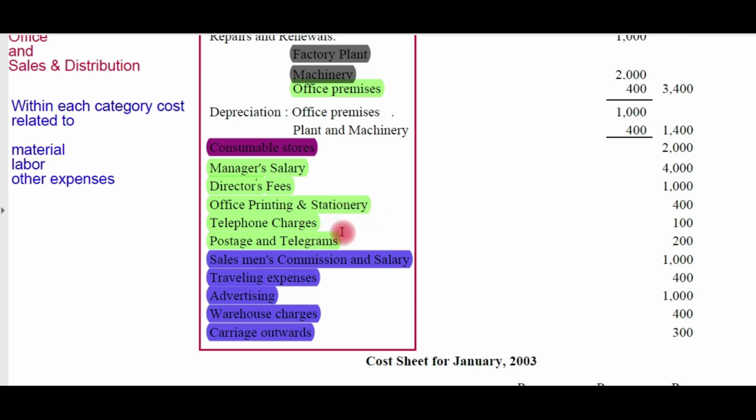Telephone charges is other expenses. Postage and telegram, other expenses pertaining to office. I have put different colors for each one. Green color pertains to office division. Blue color pertains to sales and distribution.